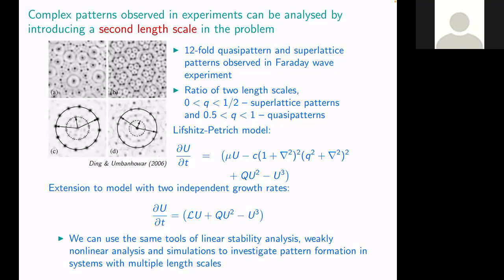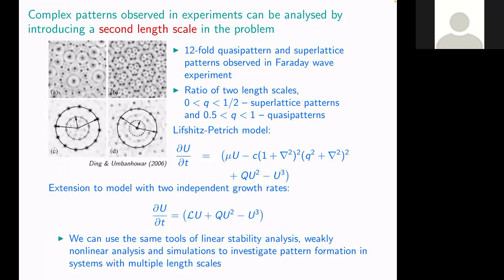And there seem to be super clusters of said hexagons, which are themselves arranged in a hexagonal grid. And that is why we call them superhexagons or superlattice patterns. Superlattice is a more generic term. So, how do we model this in a PDE model?